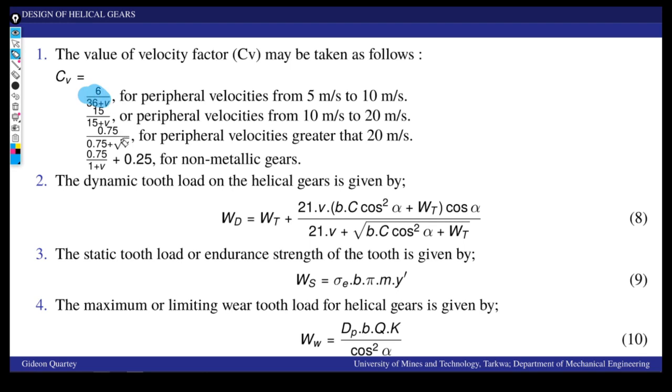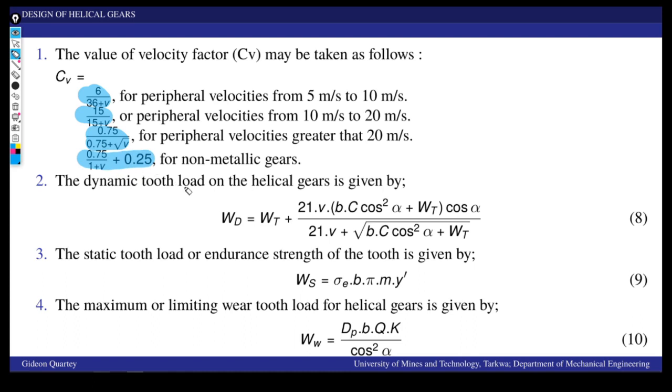Then for peripheral velocities from 10 meters per second to 20 meters per second, this is the value, and if the velocities are greater than 20 meters per second, we use this expression. And for non-metallic gears, this expression is used.